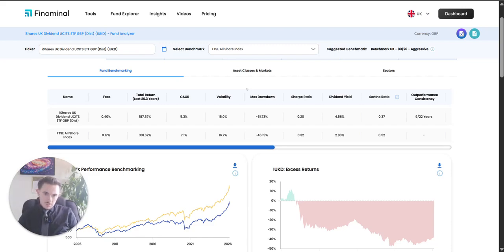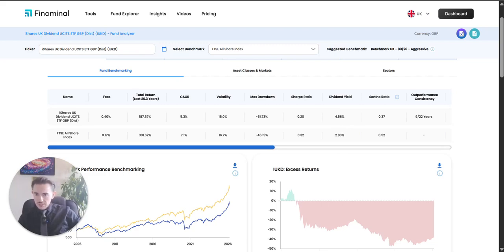Noting on Sharpe ratio, Sharpe of 0.2 for IUKD versus 0.32 for the FTSE All Share index. And now to note on dividend yield, so we can clearly see this is an income-paying fund, 4.53% dividend yield for IUKD versus 2.83% for the FTSE All Share index.